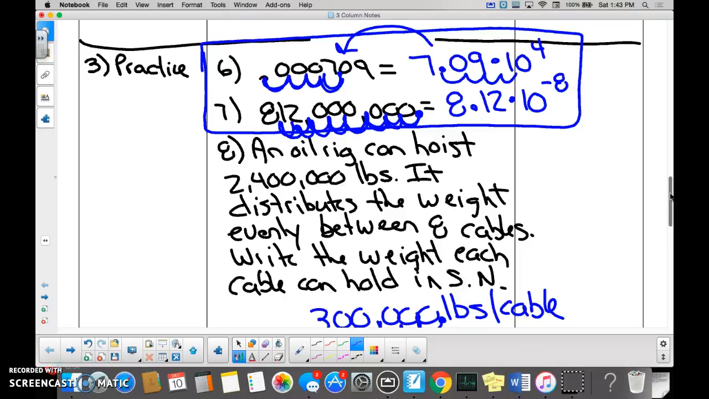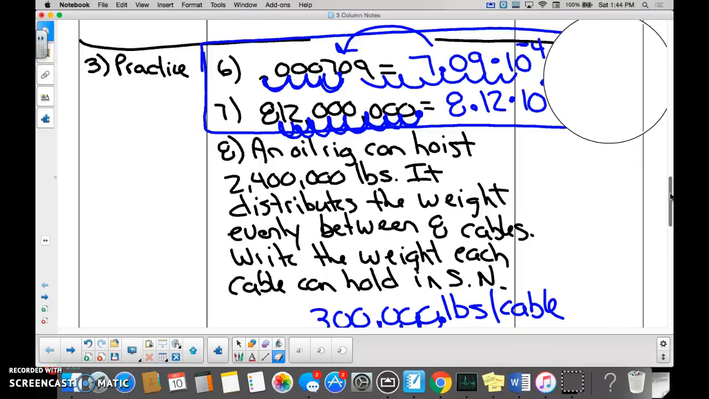So what we have to do is realize what it's actually asking me to do. I asked you to express number 6 in scientific notation. The answer is going to be 7.09 times 10 to the -4th, because when you convert that back into standard notation, you're going to move the decimal point 4 places to the left. The same thing holds true for number 7. The answer is really 8.12 times 10 to the, this should be a positive 8. Sorry about this, you guys.